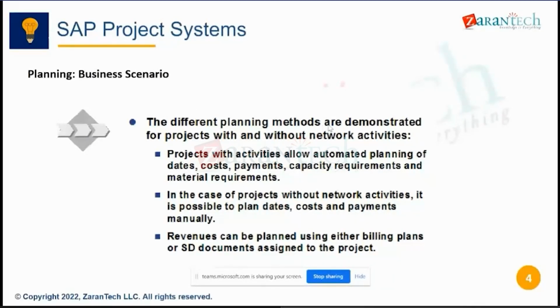Now, there are two scenarios. One is with network activities or without network activities. Without network activities means only WBS structure. In the case of projects without network activities, it is possible to plan dates, cost and payments manually. With network activities, projects allow automated planning of dates, cost, payments, capacity requirements, and material requirements. We will be focusing on the dates for now.